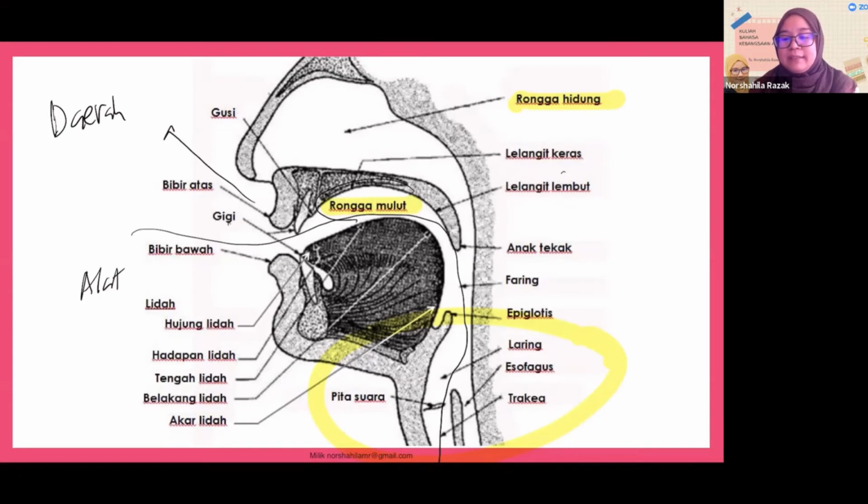Tapi, yeah, it's our medical assistant nowadays dah hebat kan. Kalau tak ada gigi, kita boleh bubuh gigi. Okay, any question about this?